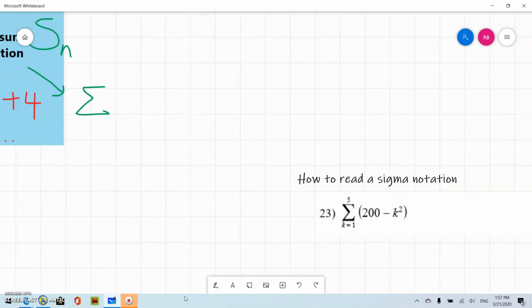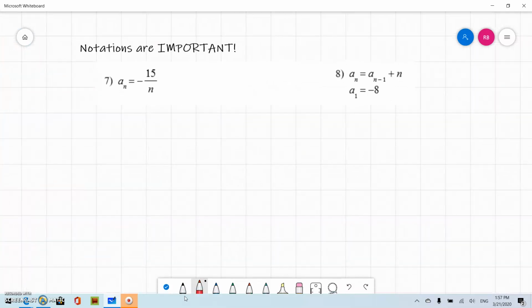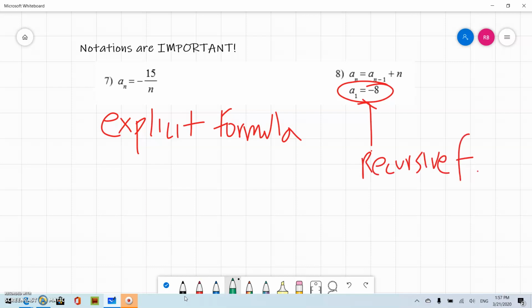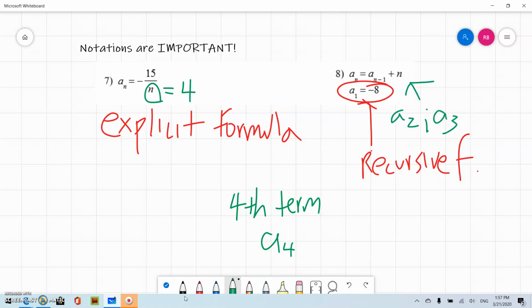Okay? All right, quickly, let's move to notation. You should be able to tell which one is explicit formula and which is recursive formula. This one is explicit because you can just plug in what n is, and you will get the number that you want. This one, because of the presence of the a1, we know this is a recursive formula. If I ask you to find the fourth term, which I can write as a4, this one you plug in 4 where n is. This one, unfortunately, you will have to find a2, a3, then you can find a4. So you can see when we prefer explicit formula versus recursive formula.